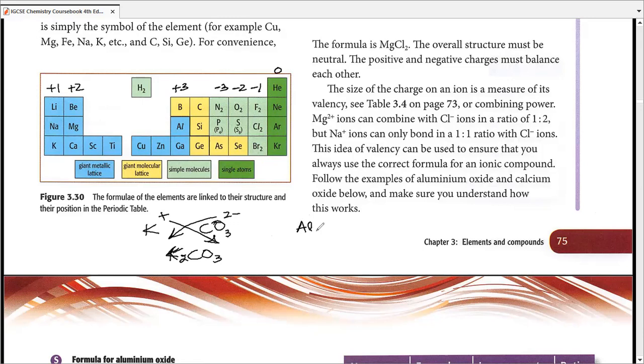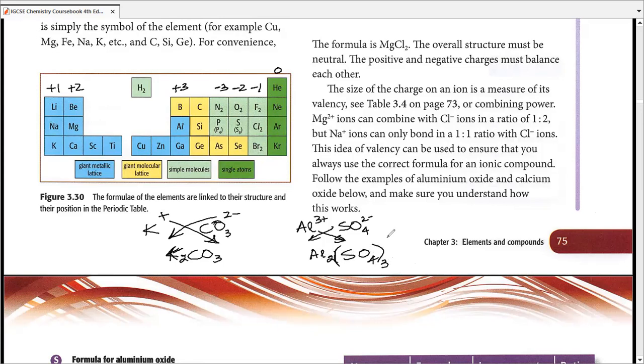Aluminum with sulfate, SO4 -2. What's the charge on aluminum? It's +3. So, reversing them, it becomes Al2, and we're going to write brackets and then sulfate, SO4, and then 3. So this is Al2(SO4)3.